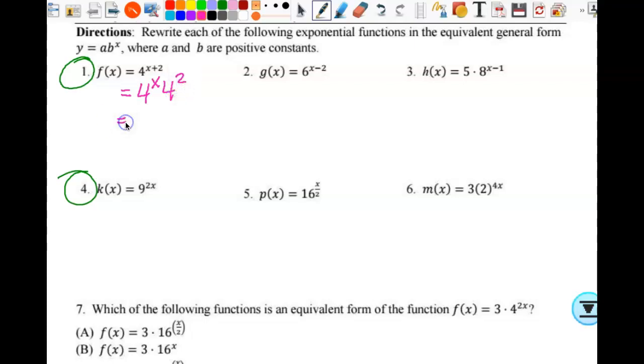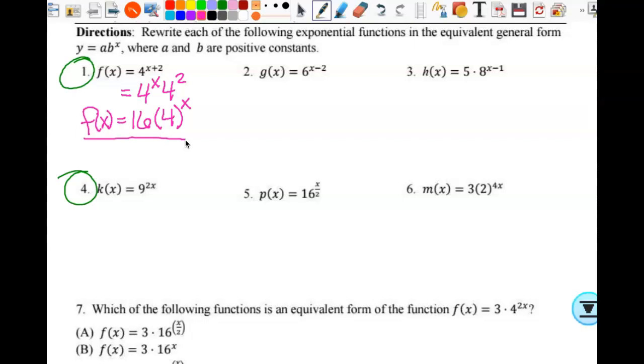Okay, 4 squared is 16. So I get 16 times 4 to the x. We agree with that? What's wrong with my answer? F of x. Some of y'all have gotten sloppy with that kind of thing. Make sure it is a full equation. You got stuff on both sides of that equal sign. You at least have an equal sign, which is what some of us struggle with as well. Okay, we all good with that?